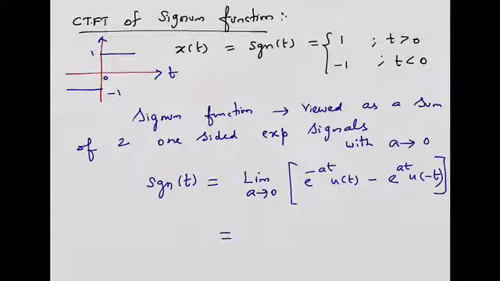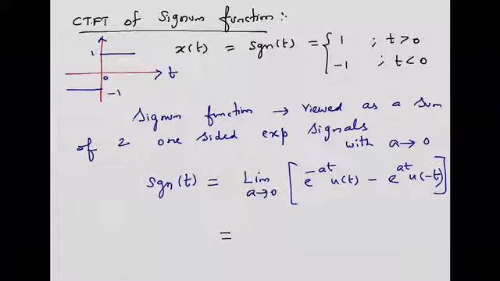Signum function, for the purpose of analysis, is viewed as a function of two one-sided exponential signals, with the limiting factor a tends to become 0. sgn of t is equal to limit a tends to 0 of e power minus at u of t minus e power at u of minus t, is the expression that we have taken for our analysis. So sgn of t will hereafter be viewed as a combination of two one-sided exponential signals.